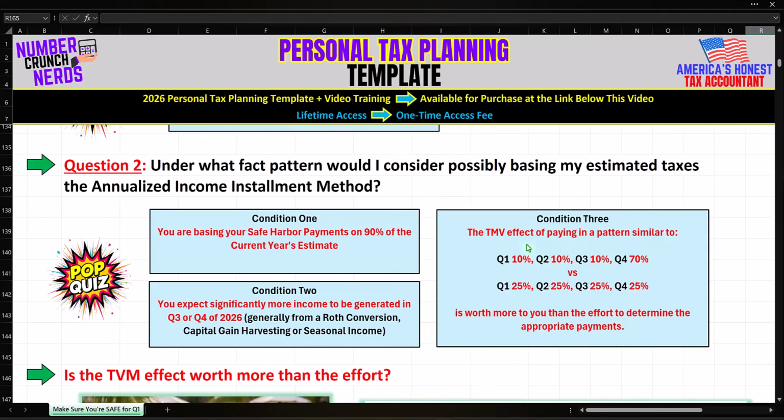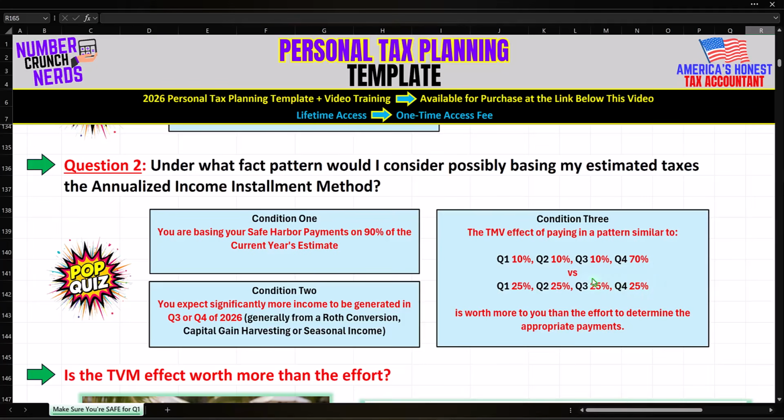So paying in a pattern that looks something like this is more beneficial to you from a time value of money perspective versus paying in a pattern that looks like this, like the default, where 25% of what you owe for the year is spread out evenly across the quarters. And the question ultimately becomes, is the time value of money benefit of doing this right here in the first row as compared to this down here in the second row, is that worth more to you than the effort to determine the amount of appropriate payments under the annualized income installment method?